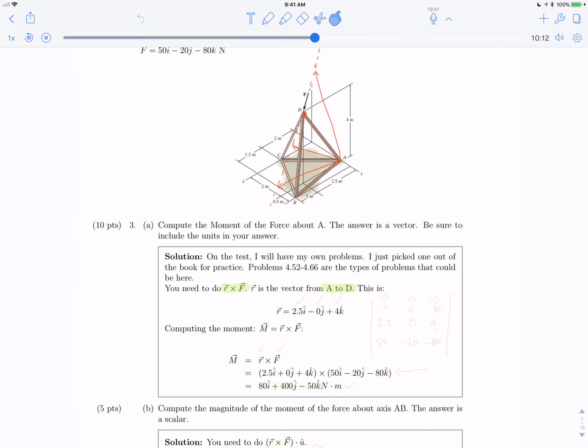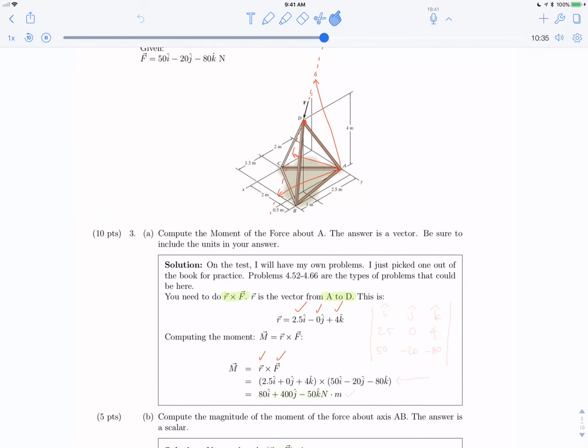So the r from A to D, you have to walk over 2.5 in x. They're on the same line. If you look at the picture carefully, they're on the same y coordinates. So there's 0 in y. And you have to go up 4k, going from A to D. The F is given. We just got r, so all that's left is to do r cross F.